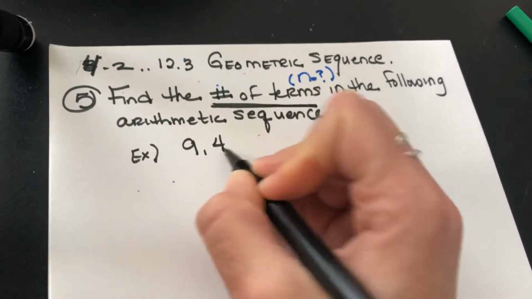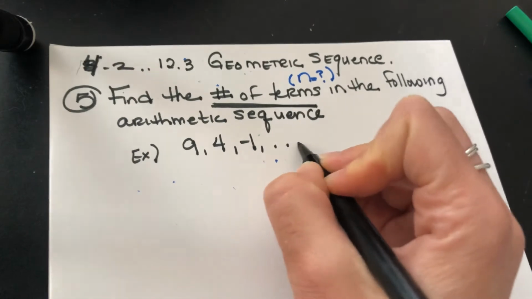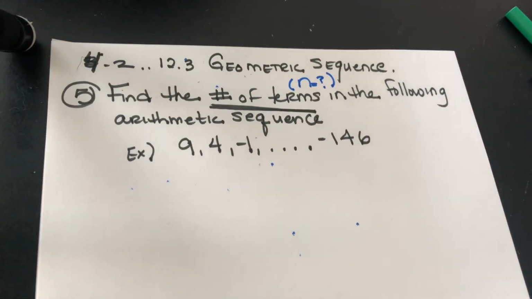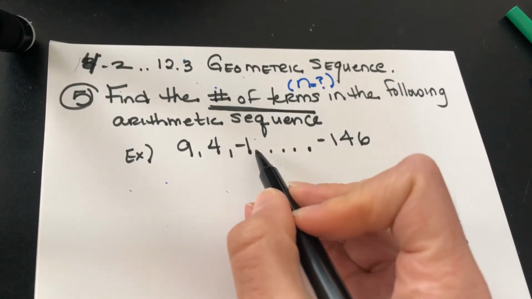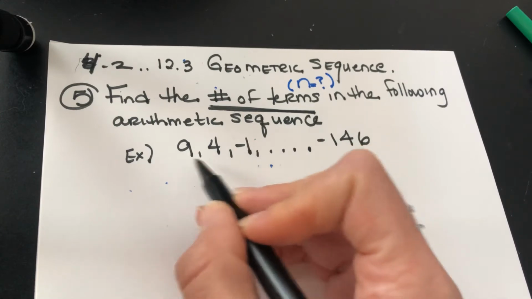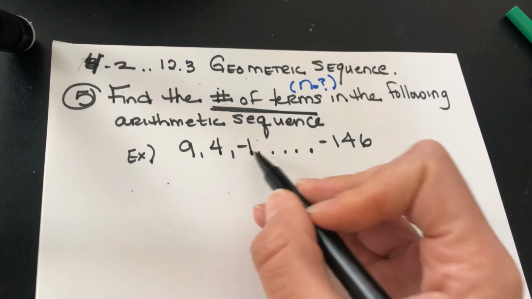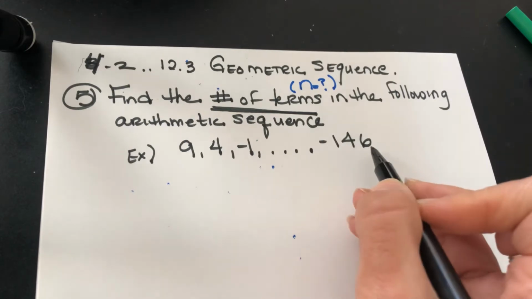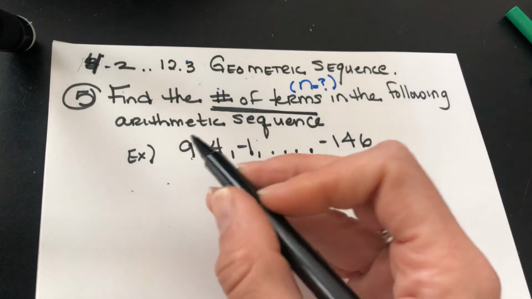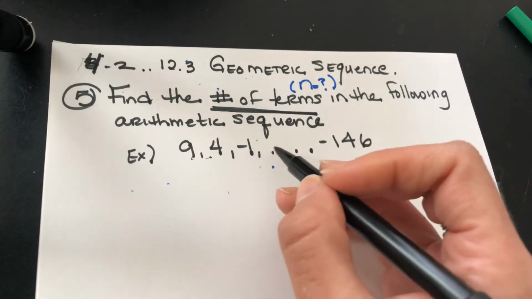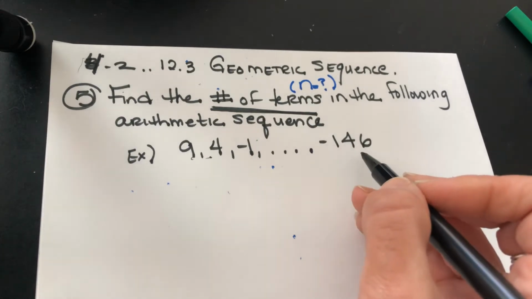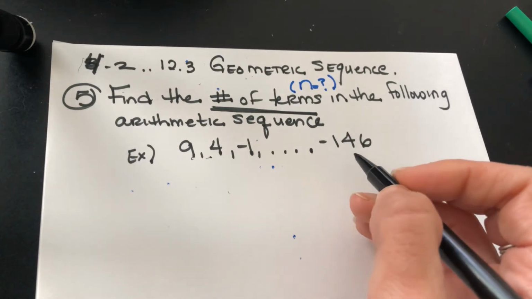9, 4, -1, ... -146. What happens here is I gave you the first 3 terms, a1, a2, a3. You can see there is a common difference, and then all of a sudden you get to -146. I want to know how many terms there are in this sequence, but I don't know how many there are. I know I have 1, 2, 3, something, something, something. So here's how you are going to find it.